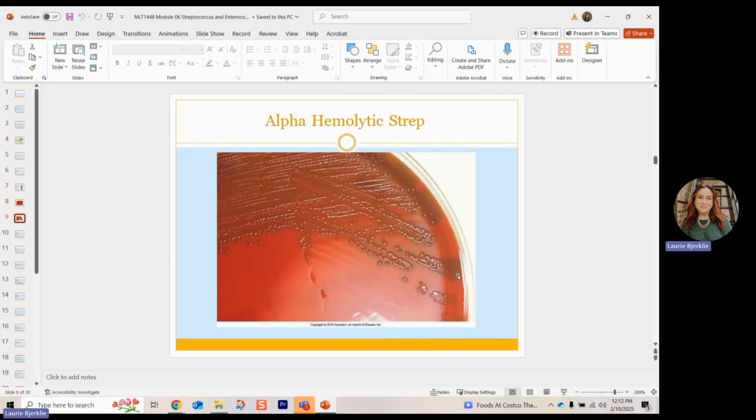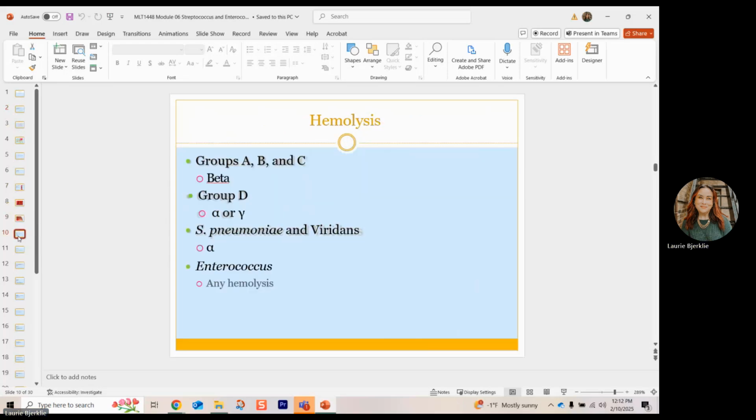And then here, this is a little harder to see, but it definitely is alpha hemolytic. If you look kind of over to the edge, you'll see that greening color. It's not as easy to see right here, but these ones right here, these isolated colonies here show a nice greening color around it. So just a partial lysis of those blood cells in the agar.